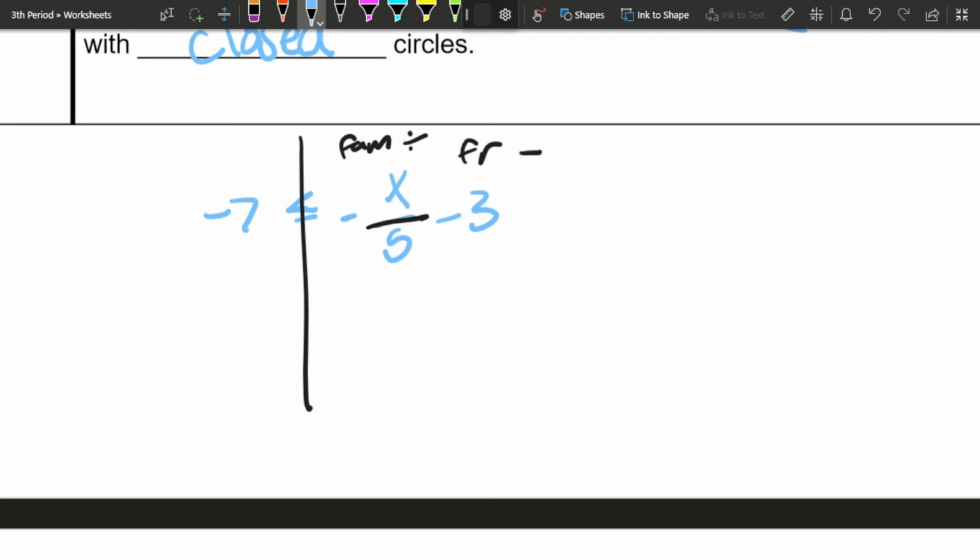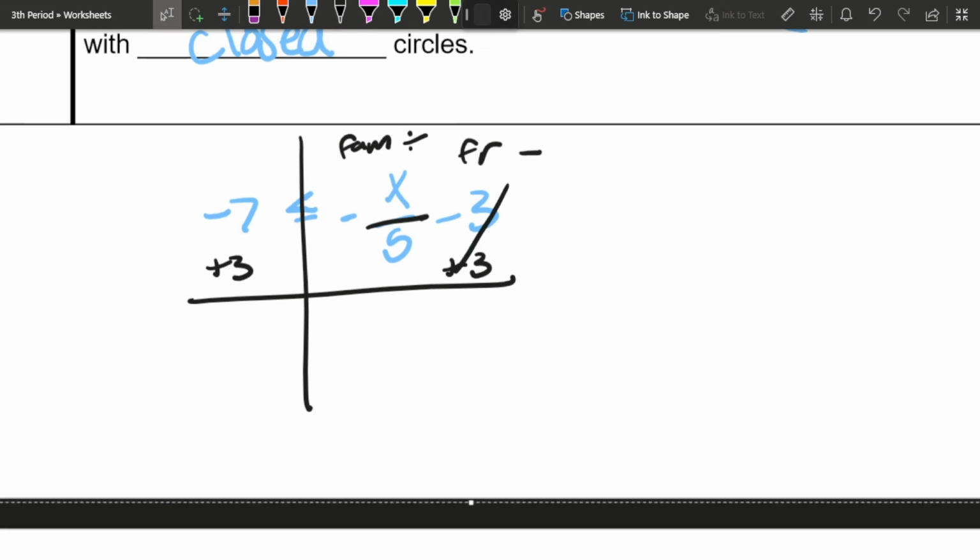So let's get rid of the friend. What is the friend doing? So the opposite of subtract is add 3, add 3. This goes away. And 7 minus 3 is 4, but it has to be negative. Bring the inequality sign, bring x over 5.